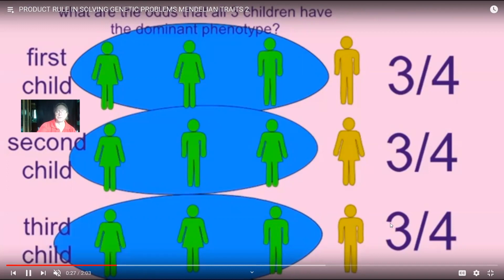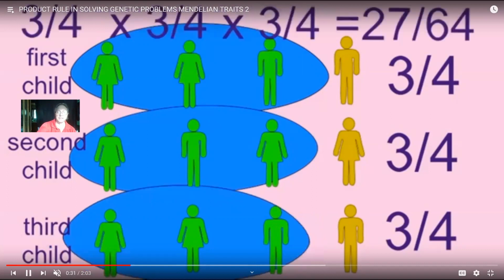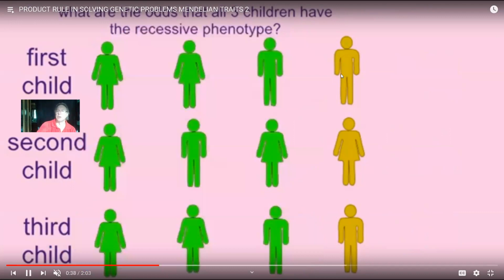Once again, 3/4 times 3/4 times 3/4 would give us 27/64. If you were to ask, what are the odds of having 3 children and all 3 of them would have the recessive condition? Well, if the odds of getting the recessive condition would be 1 in 4, then you would multiply 1/4 times 1/4 times 1/4, and that would give you 1/64 as the odds of having all 3 children with the recessive trait.